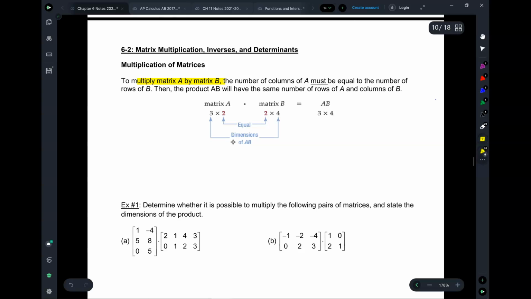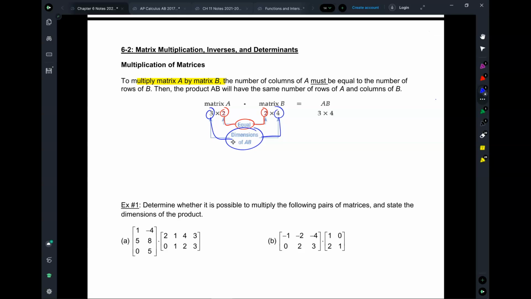What you do is you look at the dimensions of matrix A, and suppose matrix A has dimensions 3 by 2, and matrix B has dimensions 2 by 4. In order for you to be able to multiply them, these inner numbers have to be equal to each other. That's how you know you can multiply the matrices. And once you've established that, the outer numbers give you the dimensions of the new matrix: 3 by 4.